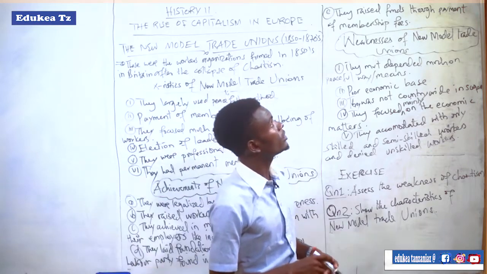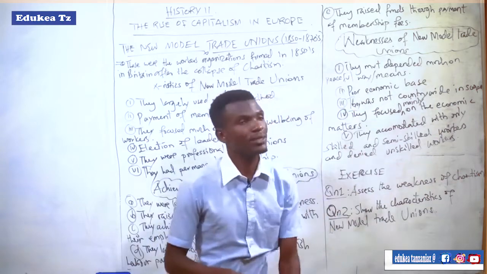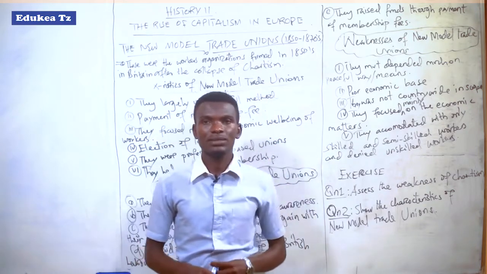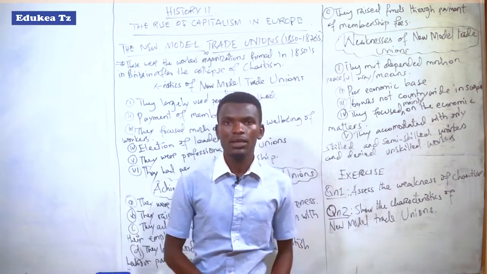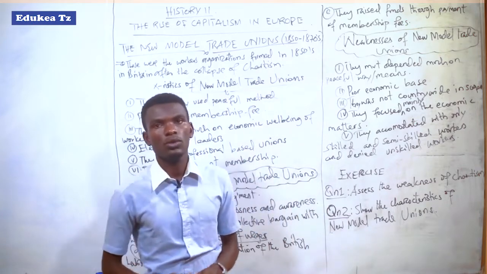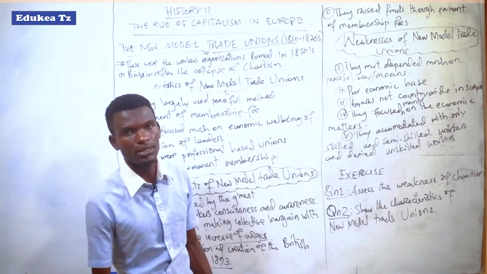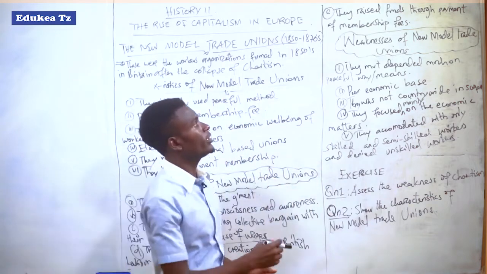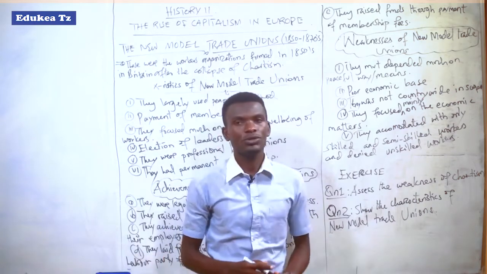So they found themselves with enough funds that supported them in running union activities like transportation fees to conduct their meetings, publications, and the printing of various petitions that were sent to their employers for demanding various economic rights. After looking at the achievements, let us see the weaknesses of new model trade unions.